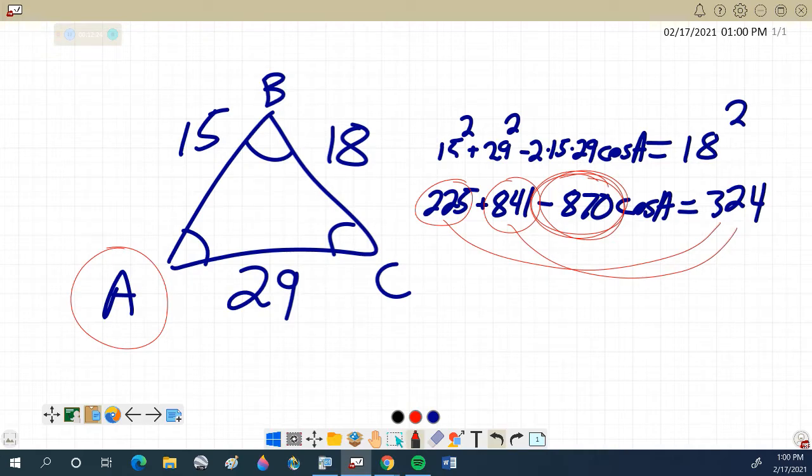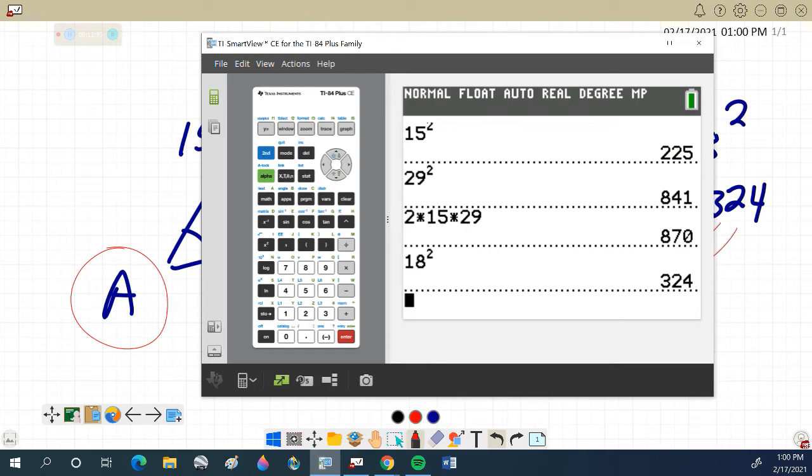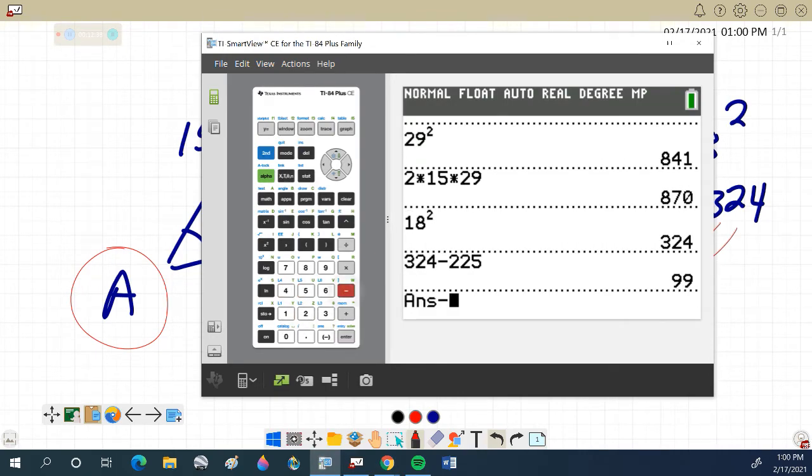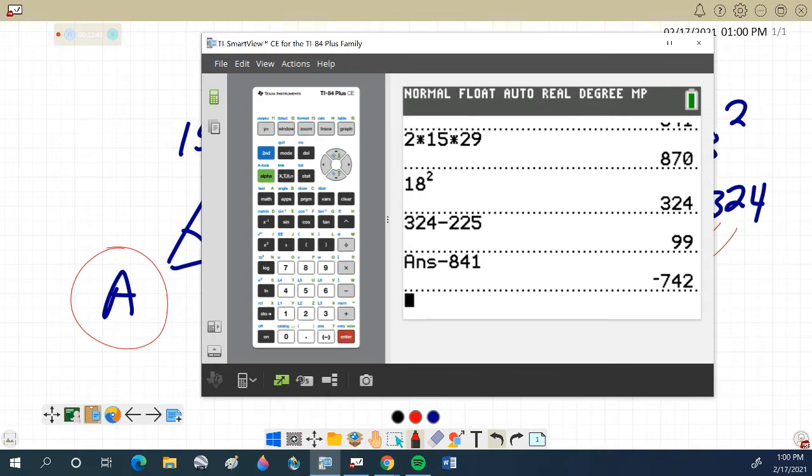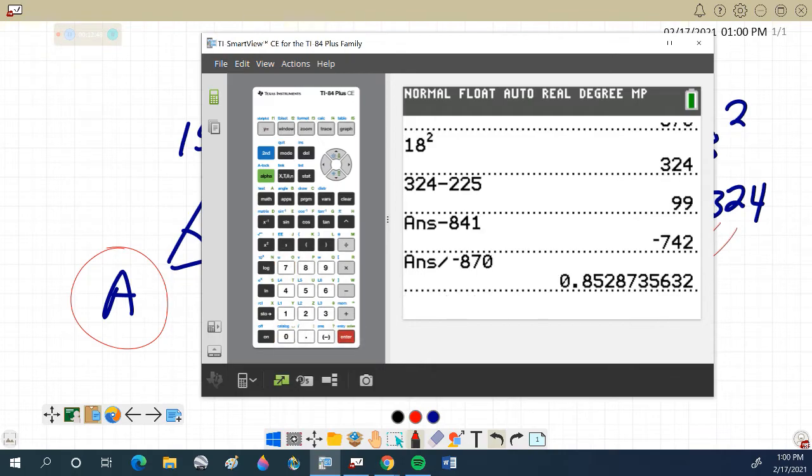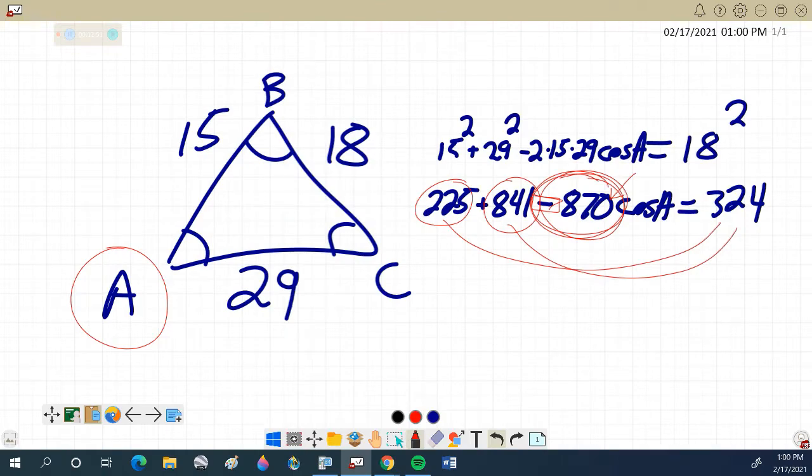A lot of kids see the subtraction and think, oh, we add, but this is not what we're worried about. It's that connection. We want to undo the multiplication. So 324 minus 225 minus 841, and then divided by negative 870, and I get 0.85. So the cosine of A equals 0.85.